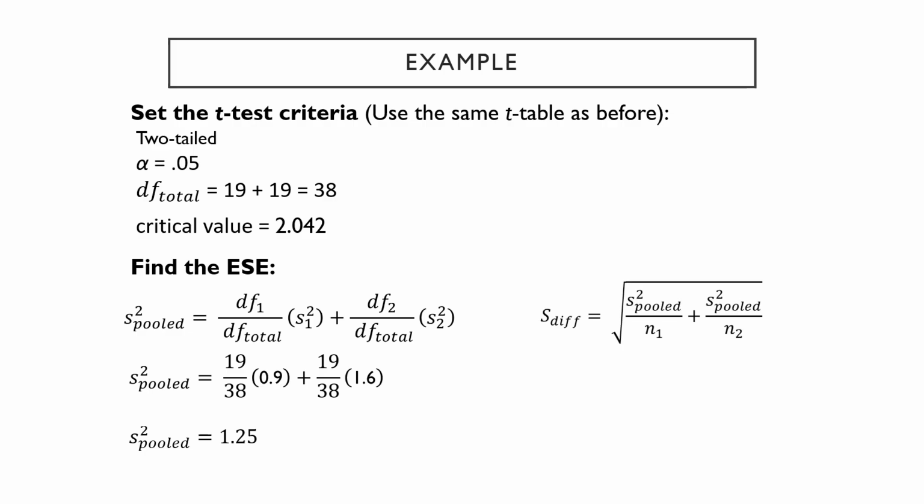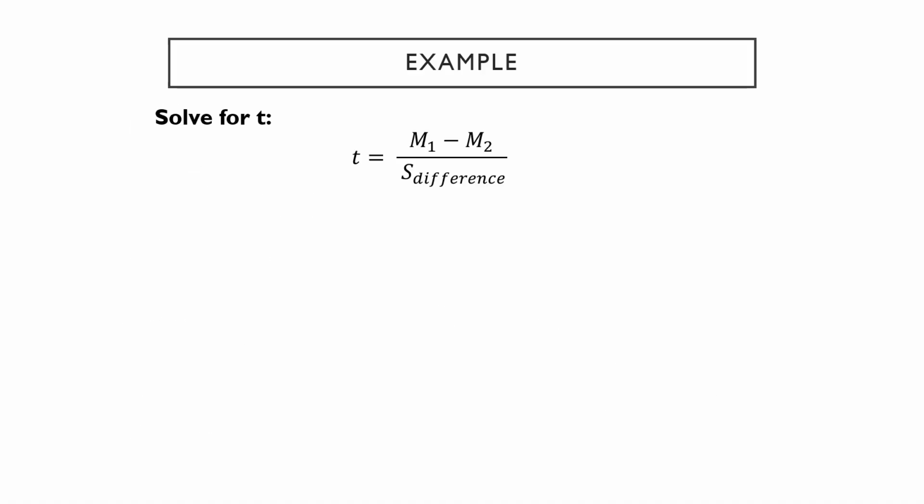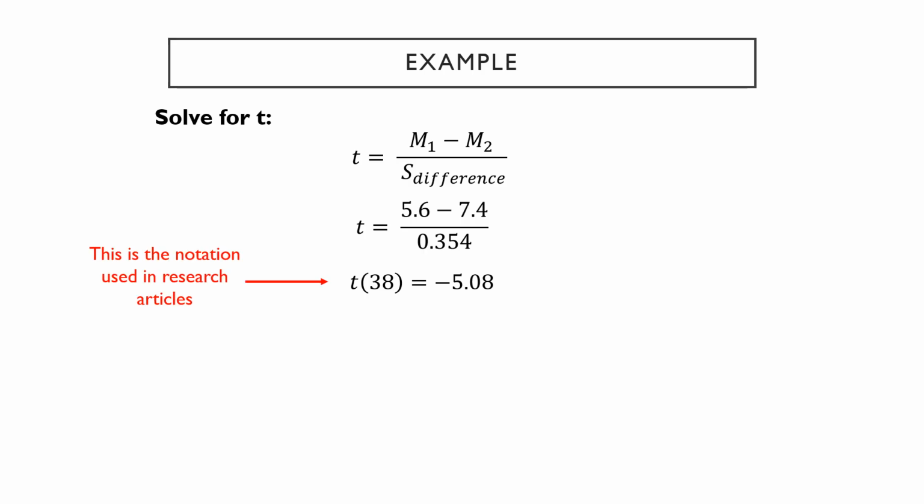We can then plug that in to the estimated standard error equation, which gives us about 0.354. And now we can solve for t. So using the t equation, we subtract the mean of group 1 and the mean of group 2 and divide by the standard error, which gives us negative 5.08. You'll notice that this is notated as t with the total degrees of freedom in parentheses equals negative 5.08. You should write your answers in this format because this is the notation used in research articles.